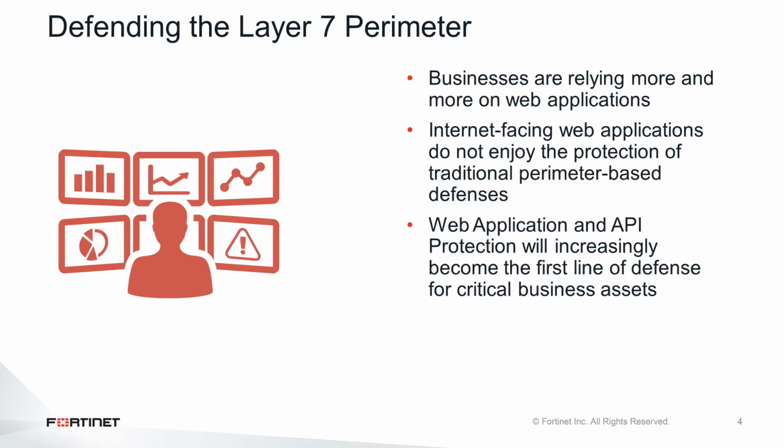Defending the Layer 7 perimeter is different from defending a traditional network. Businesses nowadays are relying more and more on web applications to provide services to their clients. Internet-facing web applications do not enjoy the protection of traditional perimeter-based defenses. Since businesses are relying on web applications to provide critical services, web application and API protection will increasingly become the first line of defense for critical business assets.